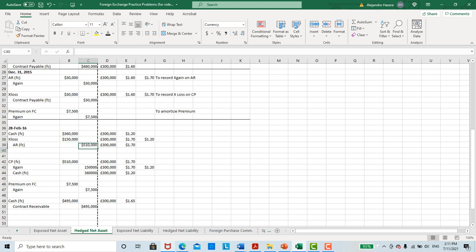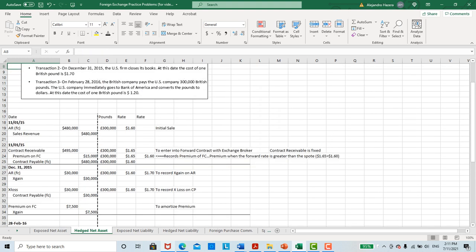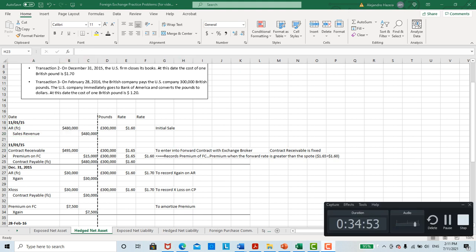The purpose is not to make money or lose money. The purpose is to hedge a transaction and eliminate the exchange rate risk, so that you can guard the value of what you're in business doing, which in this case is selling teapots. Okay, I'll put this video up, and now we'll go on to exposed net liability positions. Okay, so that was 34 minutes.